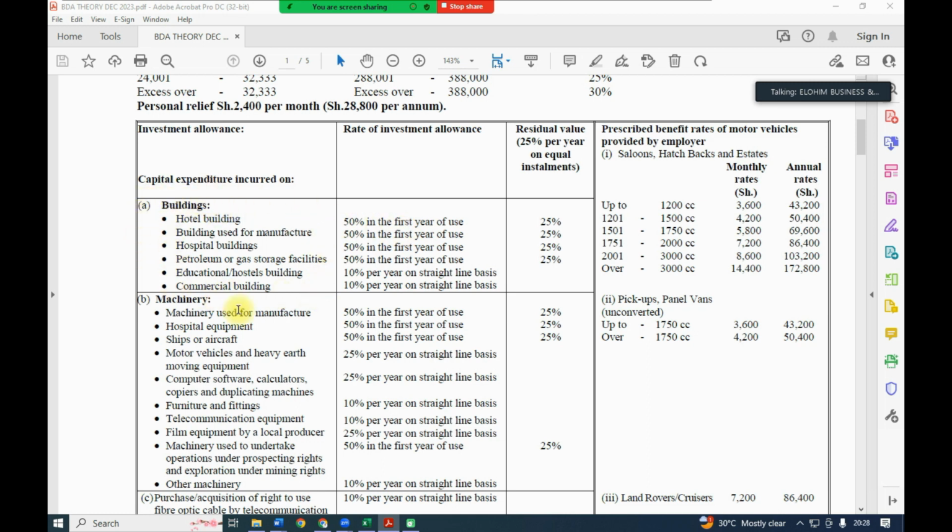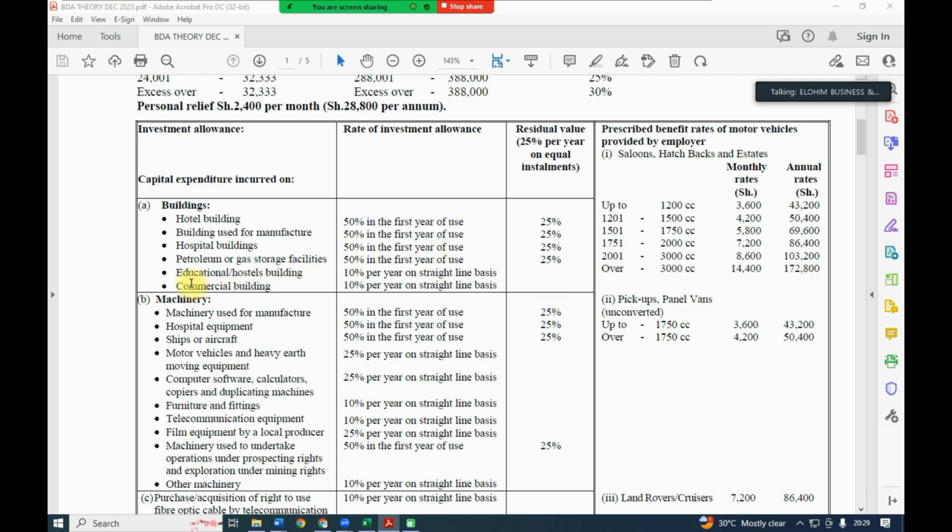Like for the buildings, if we are looking at classification of building: hotel building, building used for manufacture, this we call factory building, hospital building, petroleum or gas storage facility. Also for the first four buildings, they qualify for ID at the rate of 50% in the first year of use. Second and subsequent year, we shall calculate based on 25% of the residue, the balance. Assuming it was 2 million, 50% of 2 million. Second year, we take the balance of 2 million by 25%, spread over that particular period that is remaining.